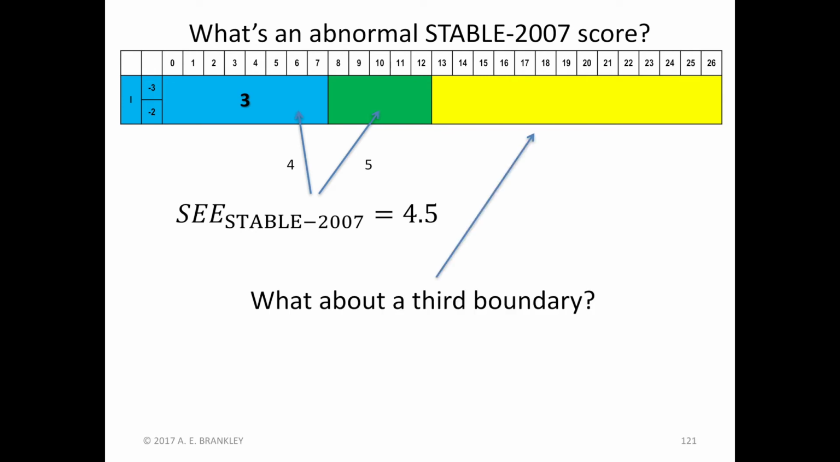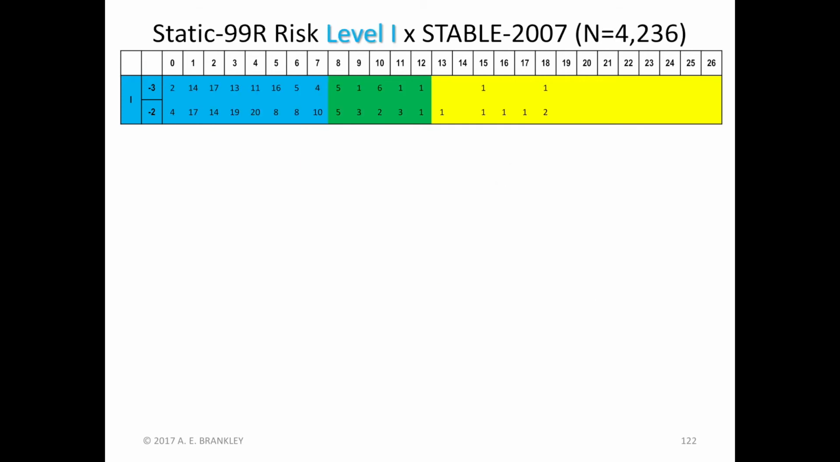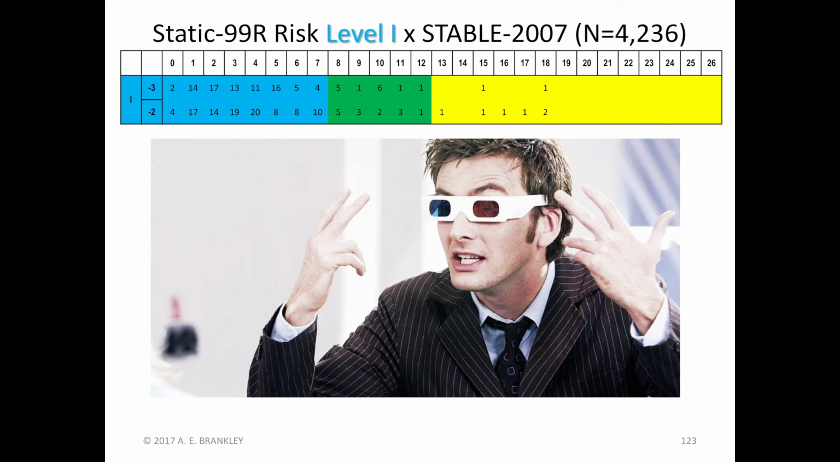So what about a third boundary? We have the space. We considered that, but we had to look at the number of people out there and stop. No, I can't do this. I'm getting bored of this plain 2D table. Let's put on our 3D glasses.